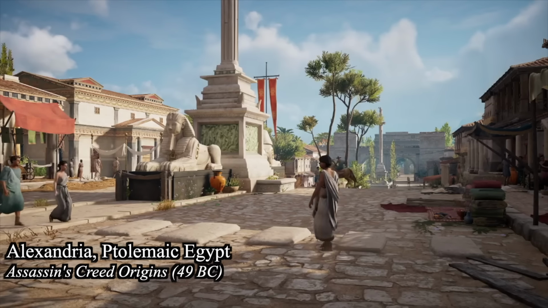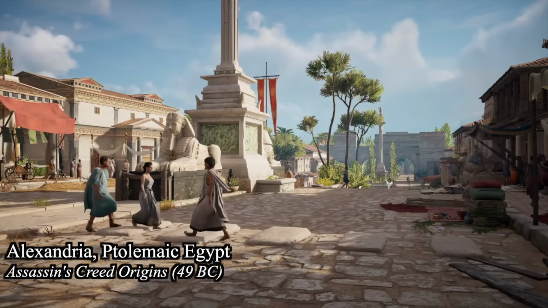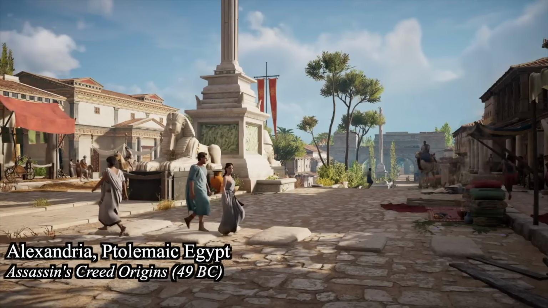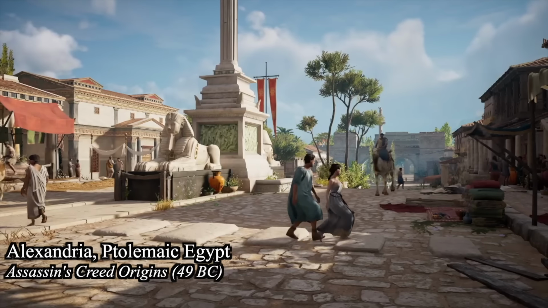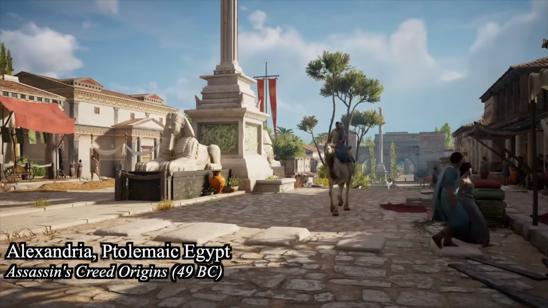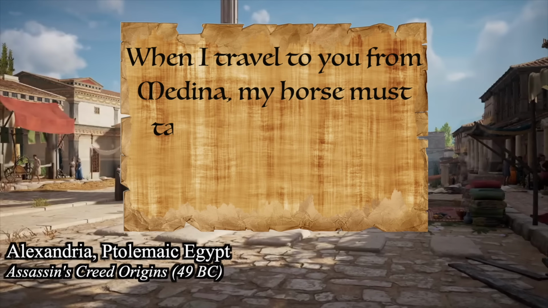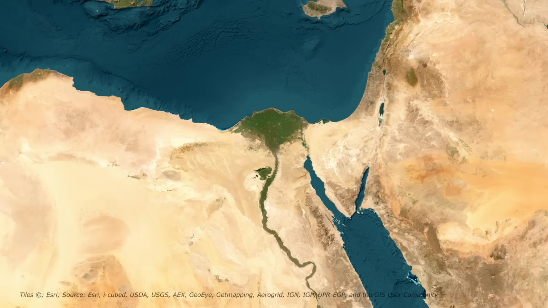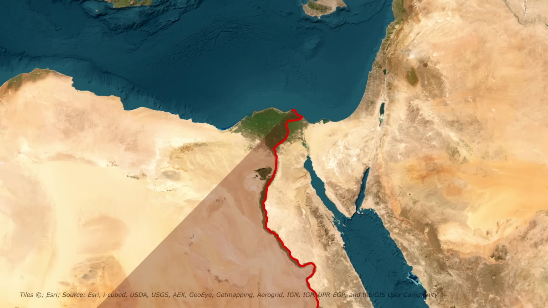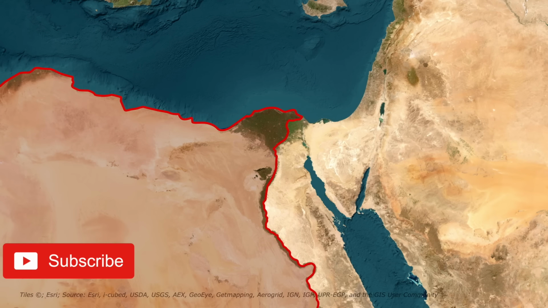Egypt obviously needed a capital, and while Amr wrote back about the splendor of Alexandria, the city that had been Egypt's capital for the past 1,000 years, Caliph Omar demanded, quote, "When I travel to you from Medina, my horse must take me to the place I join you," which basically ruled out anywhere west of the Nile or anywhere he had to cross water.